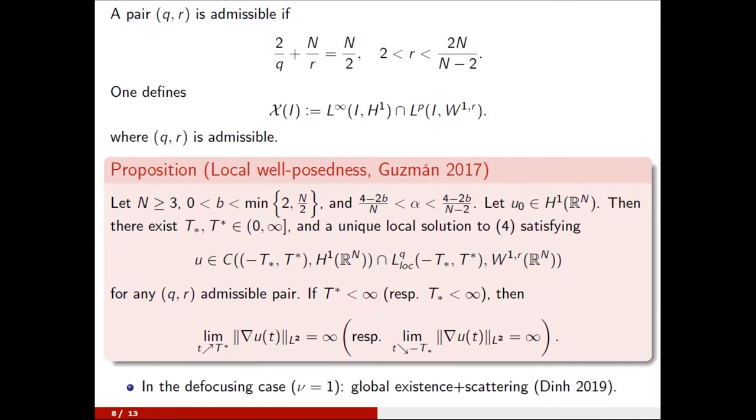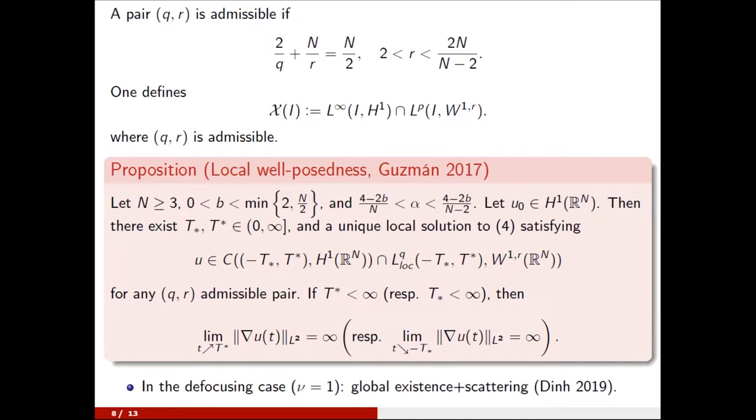It's not clear. This is what we call the scattering operator: u0 associated to u0 plus, for example. In general it's not trivial, it's not analytic, there is no analytic relation between them. Now, with Van Bon this year, what we have proved is the following.